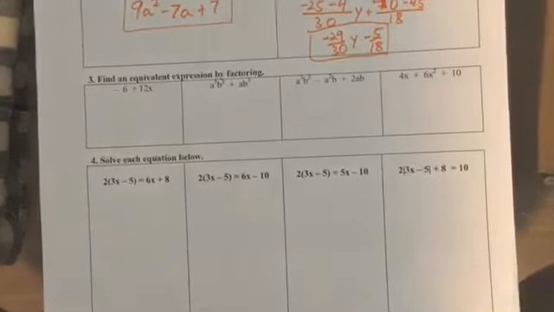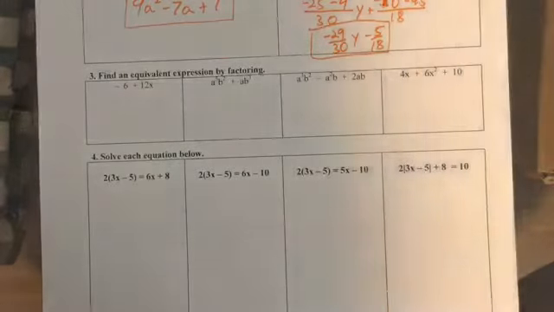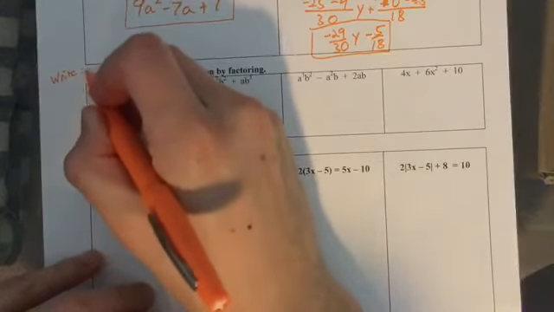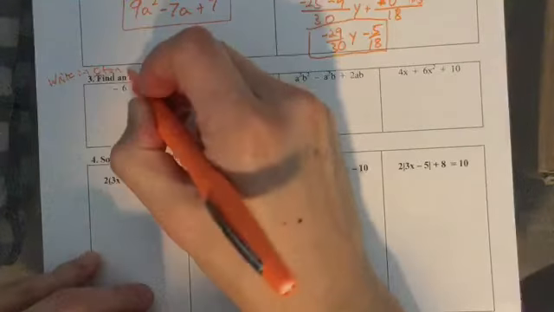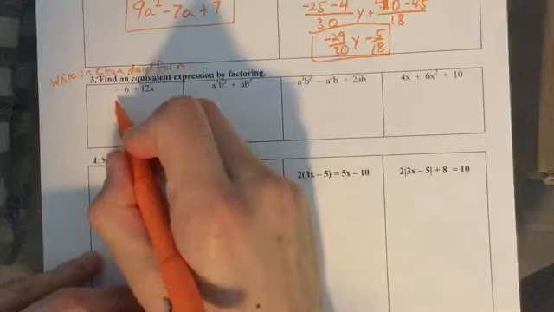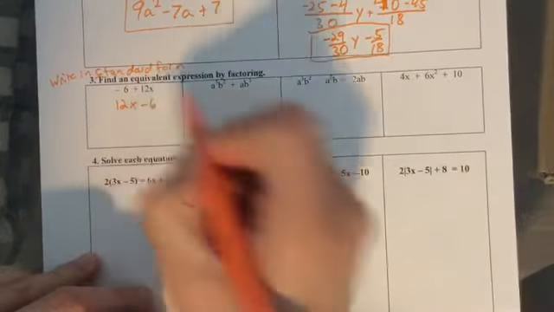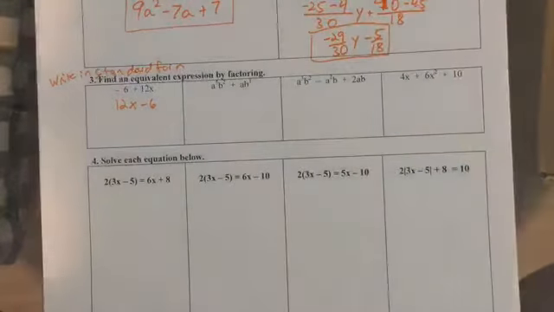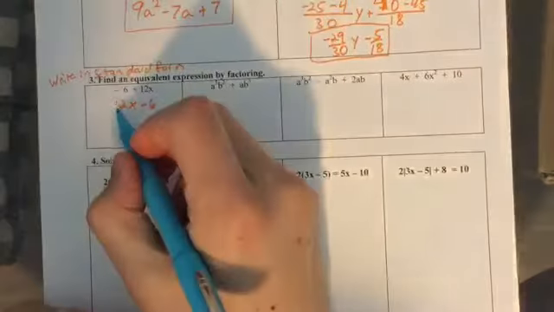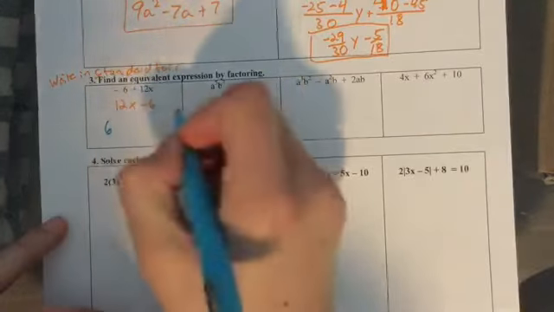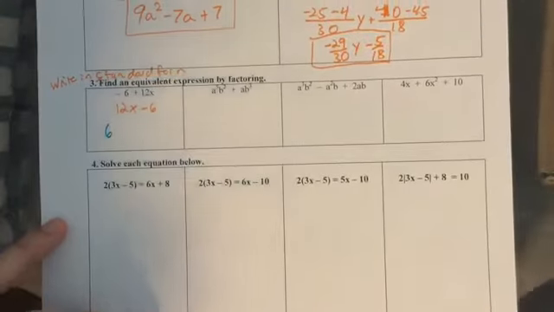On number 3, we're going to find the equivalent expression by factoring. First thing I want to remember is to write our expression in standard form first. So I'm going to rewrite in standard form. That would be 12x minus 6. Now I want to get the common factor, and I look to the numbers, I look to the variables. Greatest common factor of our numbers is 6. There's no common factor in our variables, so that's it.